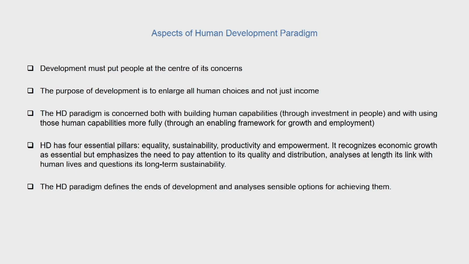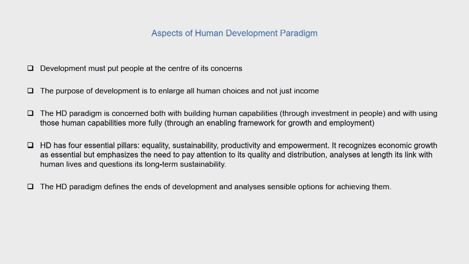So these are some of the aspects of human development paradigm on which there is a broad agreement that is showing on your slide now. The first is that all forms of development, or the conceptualization of successful development that we have just discussed, must put people at the center of its concerns. The purpose of development is to enlarge all human choices and not just incomes. The human development paradigm is concerned both with building human capabilities through investment in people and with using those human capabilities more fully through an enabling framework for growth and development.